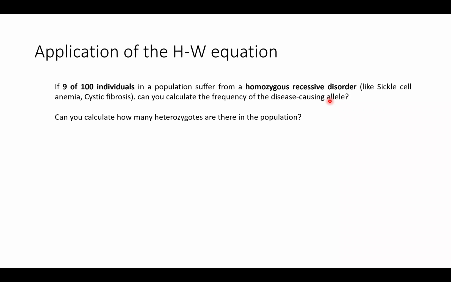I'll just tell you again. P is the frequency of the dominant allele. Q is the frequency of the recessive allele. Here it is asking for the frequency of the disease causing allele, which is recessive.